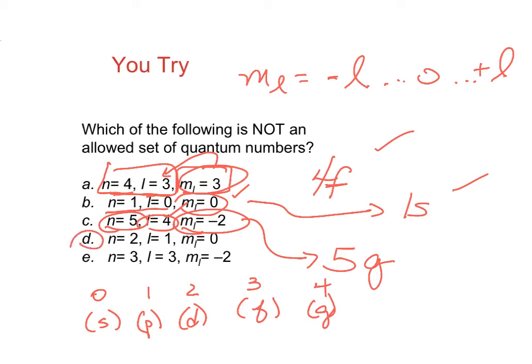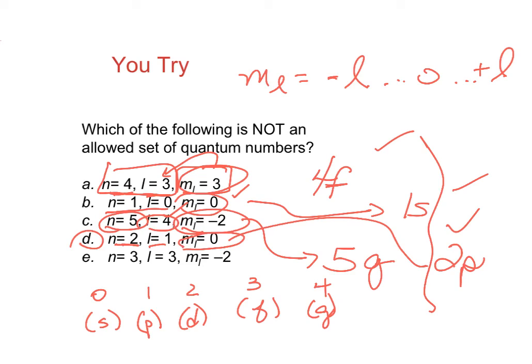All right, D. We are talking about energy level 2. When l equals 1, that is a p orbital, so that looks cool. And m sub l equals 0 is perfectly fine if l equals 1. Alrighty, so we haven't found any mistakes, so hopefully our mistake will be in E.